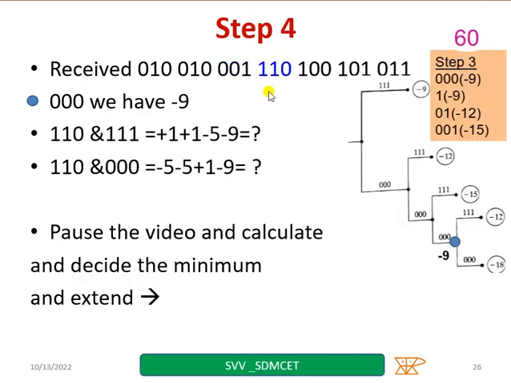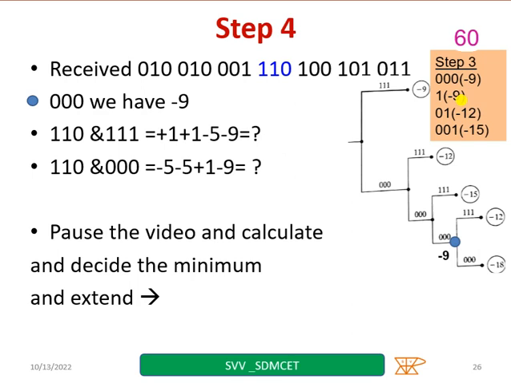Received is 110 and compare with the 111000, depending upon whatever is there on the tree diagram. Again calculate the values. Again arrange them in the order. Again choose top of the stack. Again continue the same operation.